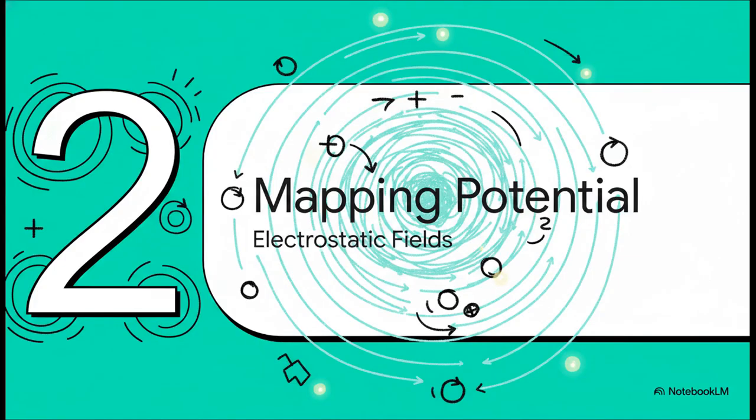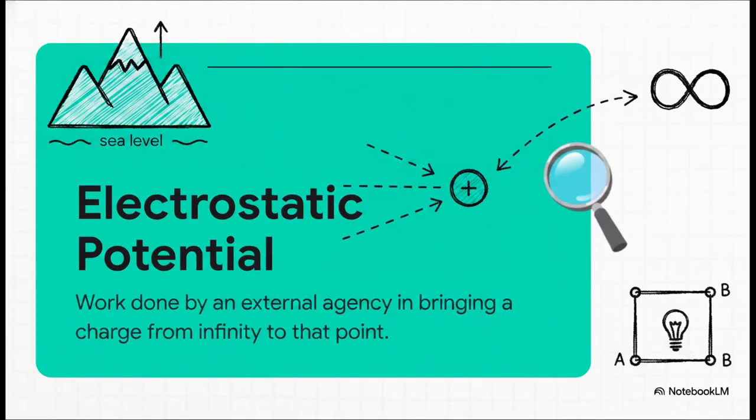Moving right along to section 2, mapping electrostatic potential. Okay, here is a massive takeaway for this chapter. The absolute value of potential energy doesn't really matter. Physically, it's only the difference in potential that actually means anything. Think of it like measuring altitude. Saying a mountain is 5,000 feet tall implies it's 5,000 feet above sea level, right? Sea level is our zero reference point. In electrostatics, our sea level is just infinity.